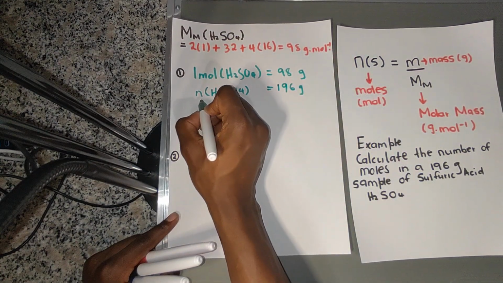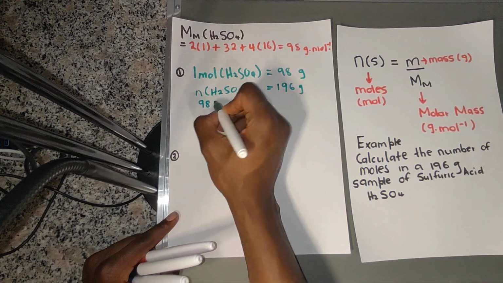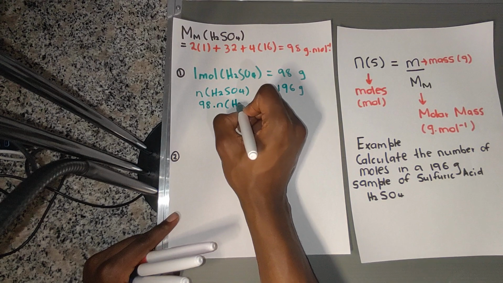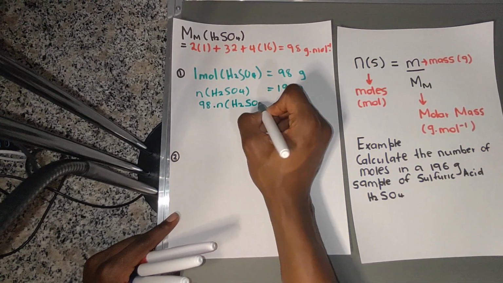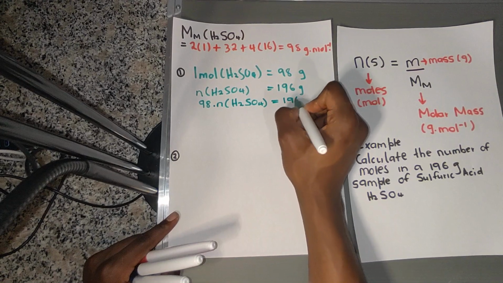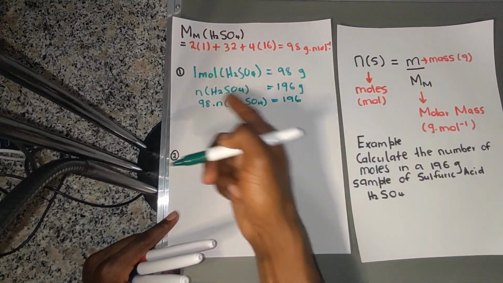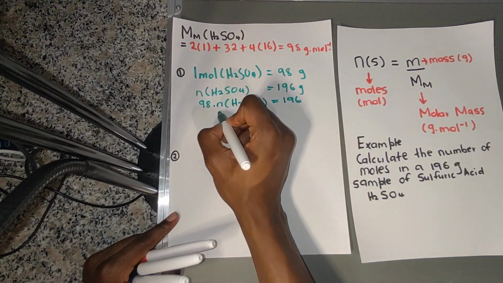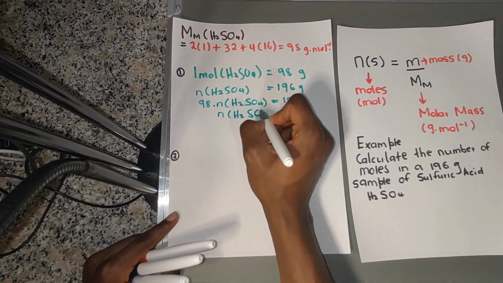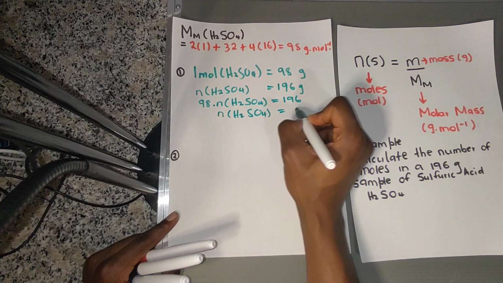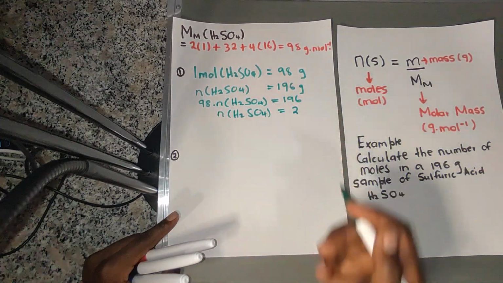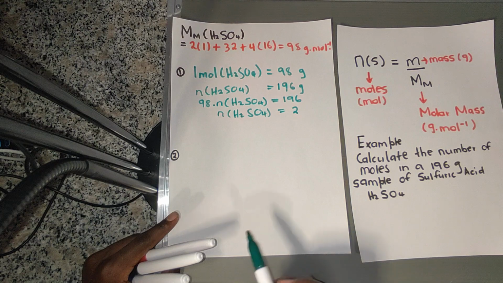So now this is going to give us 98 multiplied by the number of moles of sulfuric acid, and this should be equivalent to 196. So if we divide on both sides by 98, the number of moles of sulfuric acid will therefore be 2 after dividing by 98 on both sides. This is option number 1. You are allowed to use this.